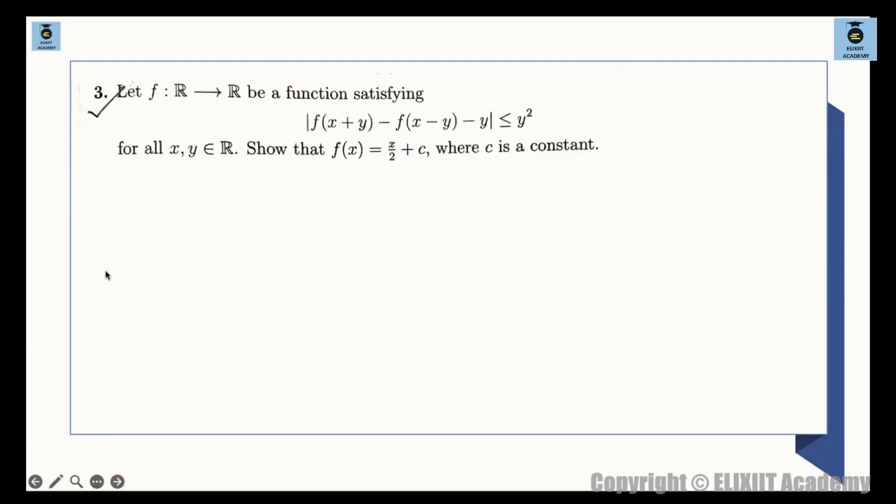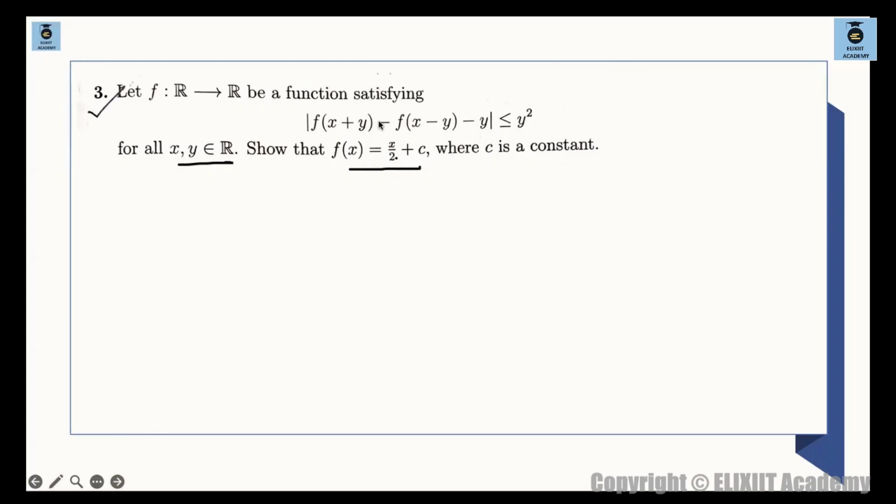Option A is correct. Finally, we have the last question. It's a UGB question. Let f from R to R be a function such that mod of f of x plus y minus f of x minus y is less than or equal to y squared. So some functional inequation is given, for all x, y belonging to real numbers. You have to show that f of x is x by 2 plus c.